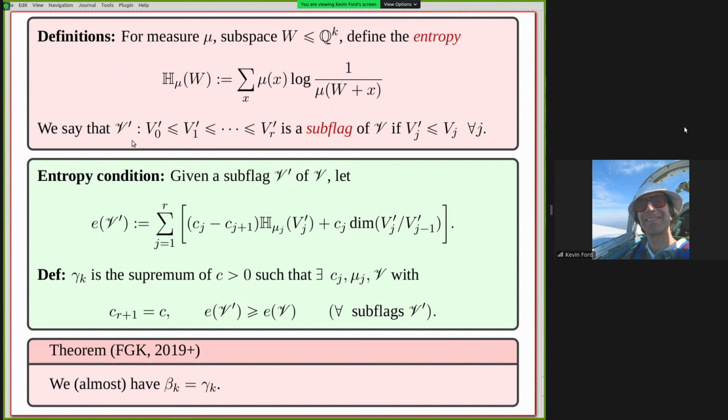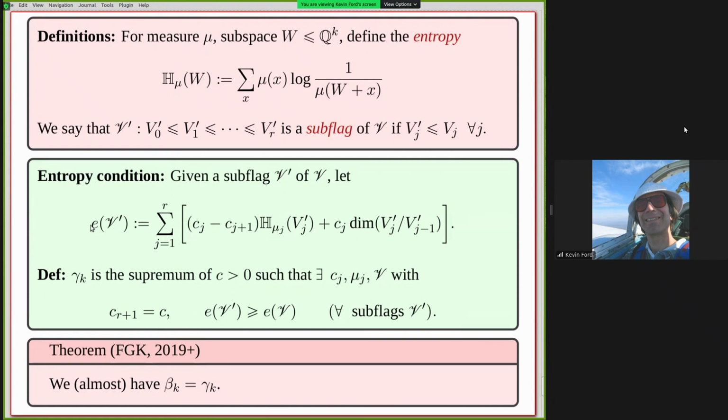And we also wanted to look at what we called subflags. That turned out to be very important in the analysis. So it's just a flag of vector spaces where each Vj prime is a subspace of the Vj appearing on the previous slide. And we allow equality here. So we allow equality in some of these. So that's a little different from what people usually use the word flag to indicate.